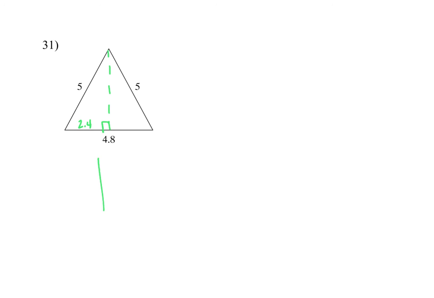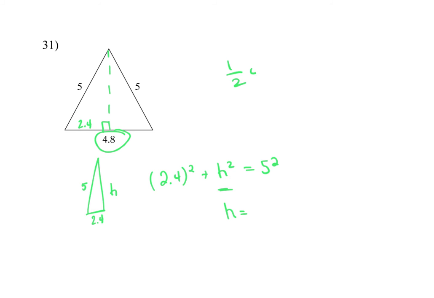So I have this right triangle. The height is what I need. I have a base of 2.4 and a hypotenuse of 5. I can use Pythagorean theorem to solve for my height. So to solve for my height, I would say, that's my a squared plus my b squared, which is the height that I want, equals my c squared. And then once you solve for height, you plug it in. 1/2 base they gave me, height I just solved for using Pythagorean theorem.